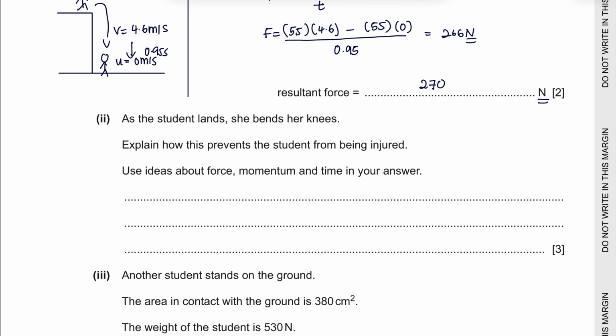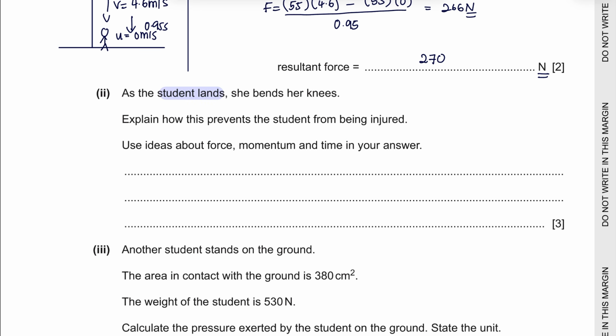Now question part 2. As the student lands, she bends her knees. Explain how this prevents the student from being injured. Use ideas of force, momentum, and time in your answer. Now, using the formula of impulse, when you land bending your knees, you are going to increase the time taken for you to reach 0.